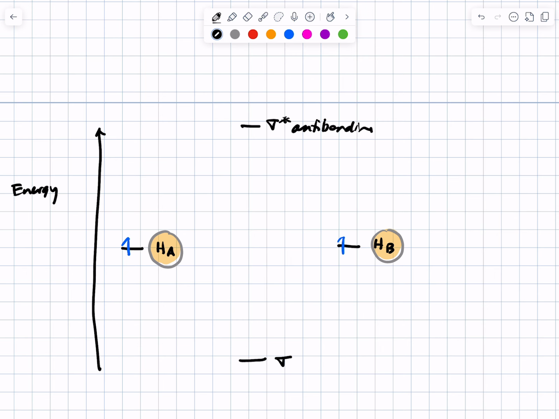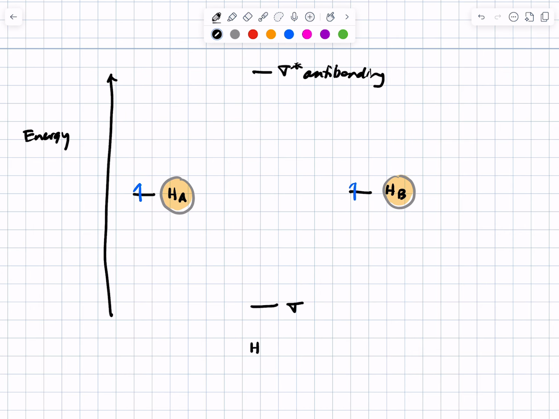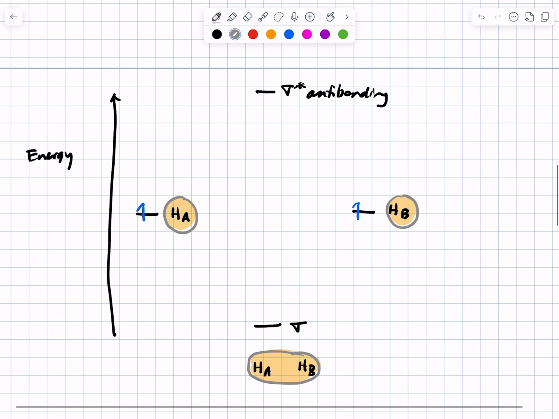I've shown you what the sigma bonding orbital looks like. It looks like basically a football enveloping both hydrogens. And I've shown you what the sigma star antibonding orbital looks like.